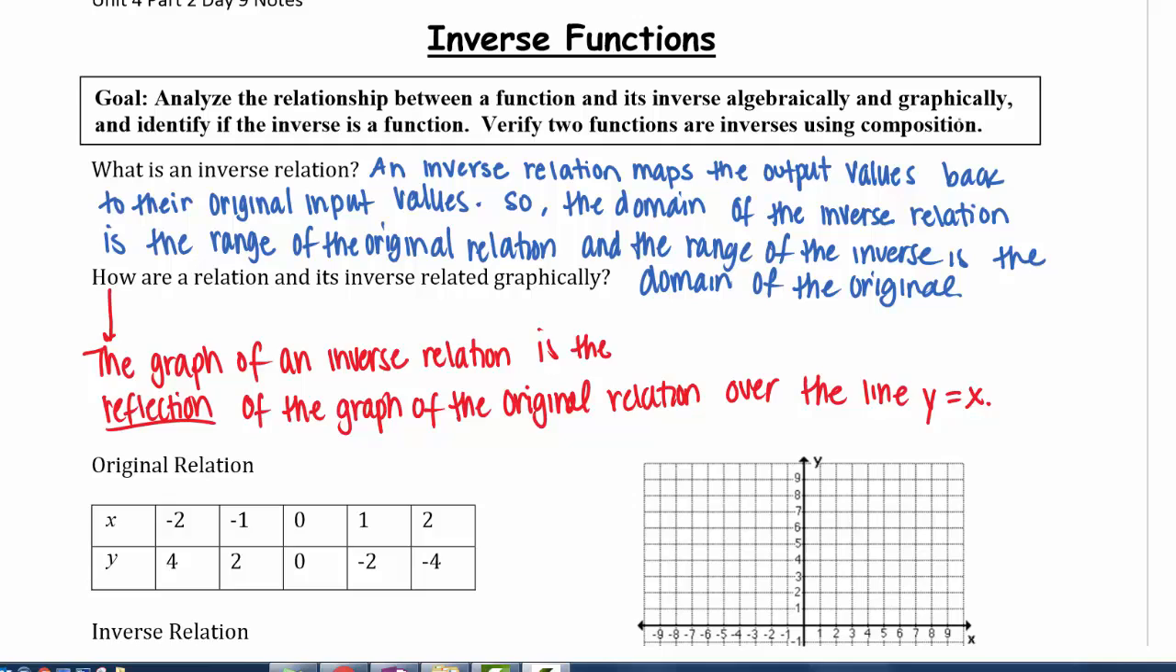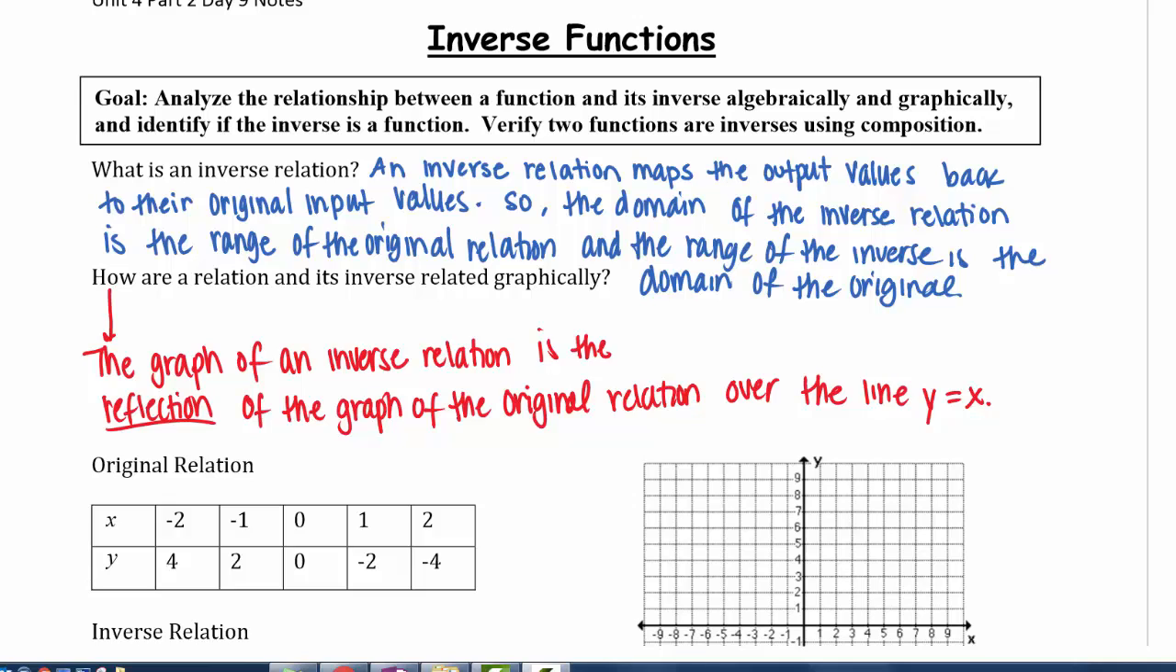So you might need to pause this real quick to write all this down. I'm just going to read it, but you will have to pause because you want to make sure you're listening. So an inverse relation maps the output values back to their original input values. So the domain of the inverse relation is the range of the original relation. And the range of the inverse is the domain of the original. So basically, the domain and range are opposite for the inverse.